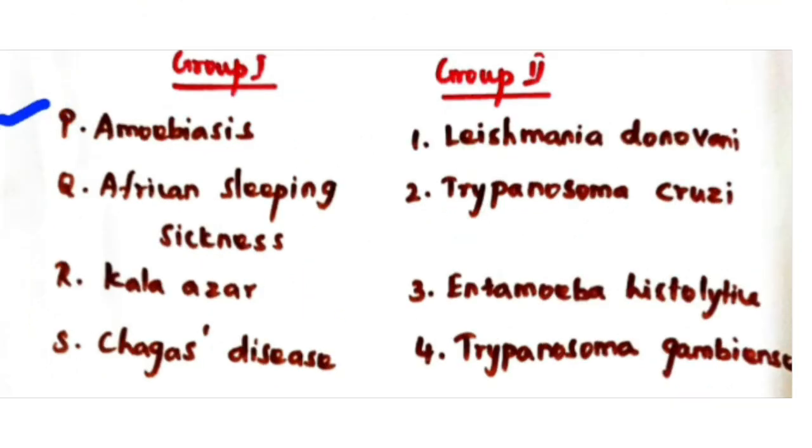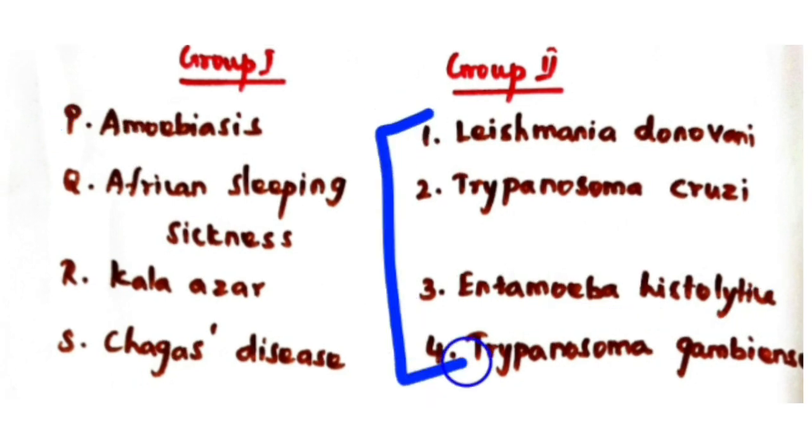First option is amoebiasis. Amoebiasis is an infection in the intestine. It causes diarrhea. This disease is caused by the protozoan parasite Entamoeba histolytica. So amoebiasis is caused by Entamoeba histolytica. This is a protozoan parasite.